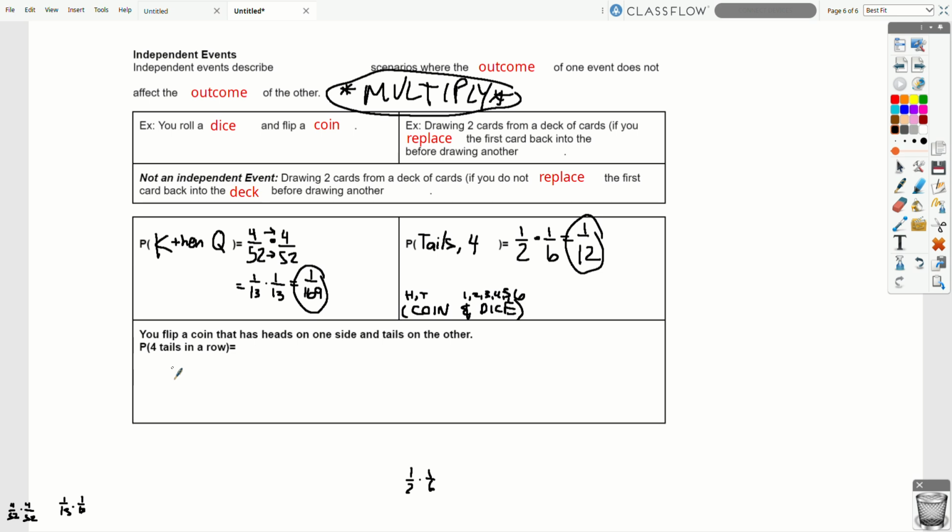Lastly, you flip a coin that has heads on one side, tails on the other. I don't know what coins don't have that. What's the probability of getting 4 tails in a row? So that's essentially saying you want tails, then tails, then tails, then tails, and you multiply them all. That's 1 over 2 times 1 over 2 times 1 over 2 times 1 over 2. Multiply across, and that gives us 1 over 16.